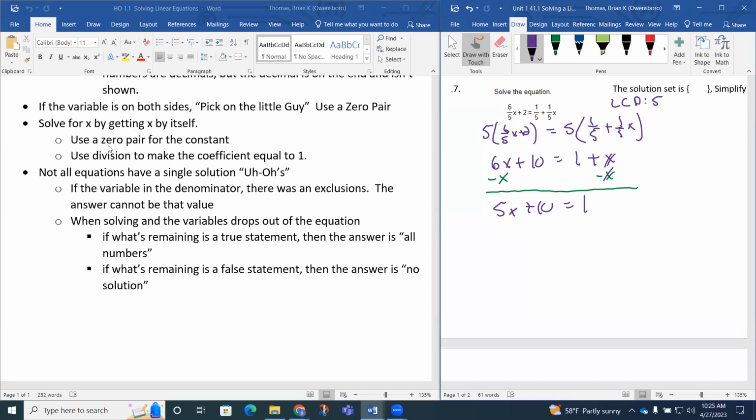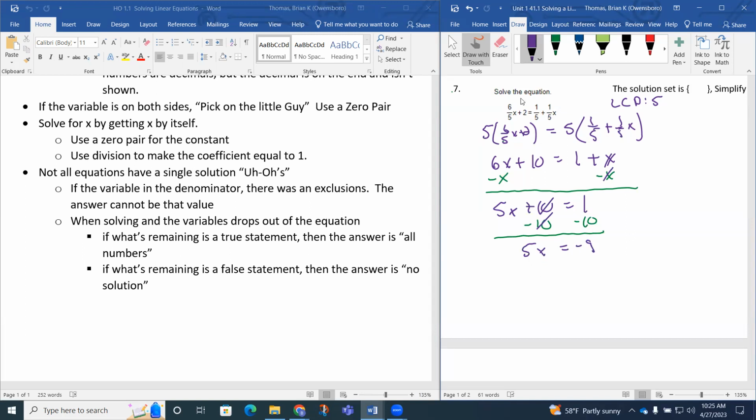Our next goal, though, is to solve for x by getting x by itself. So what we want to do is use a 0 pair for the constant. The 10 is the constant, so we want to use its opposite, which is a -10, and put a -10 on this other side of the equation. Remember, the property of equality says whatever you do to one side, you have to do to the other side. So the 5x is going to come down. The 10 and the -10 will 0 out, and 1 lose 10 would be a -9.